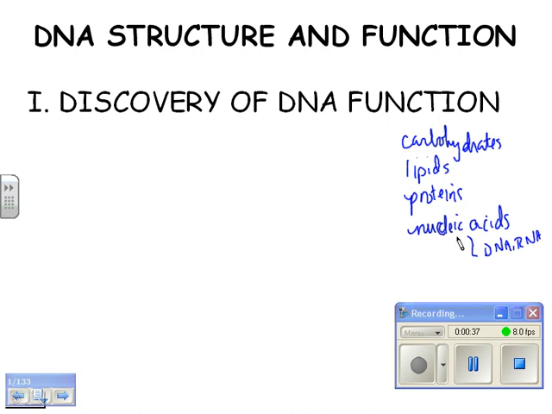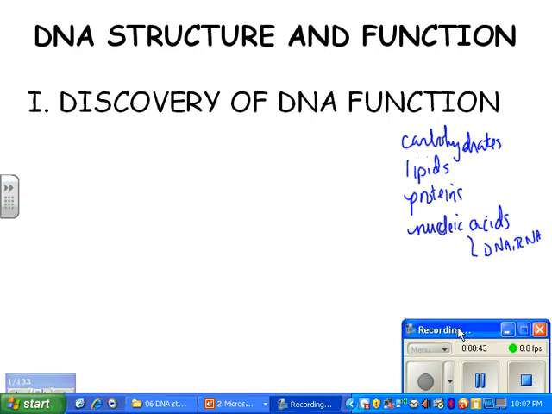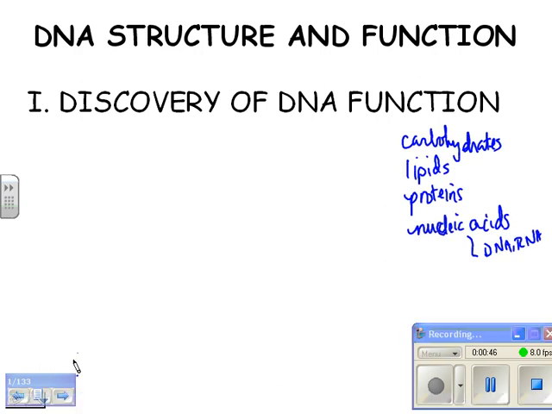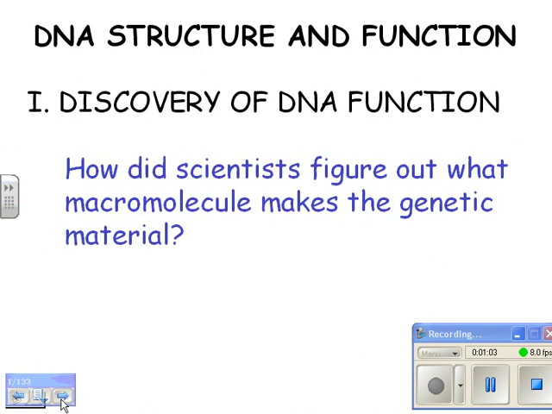So scientists knew that there were these 4 major types of organic molecules, and what they wanted to do is figure out which one was the genetic material. And so we'll talk a little bit about how that happened and how they figured out that it was nucleic acids, and then about how they figured out the structure of DNA. And then we'll talk about DNA replication, and then after that we'll talk about how DNA makes RNA, which makes proteins. So that's the big picture for this unit.